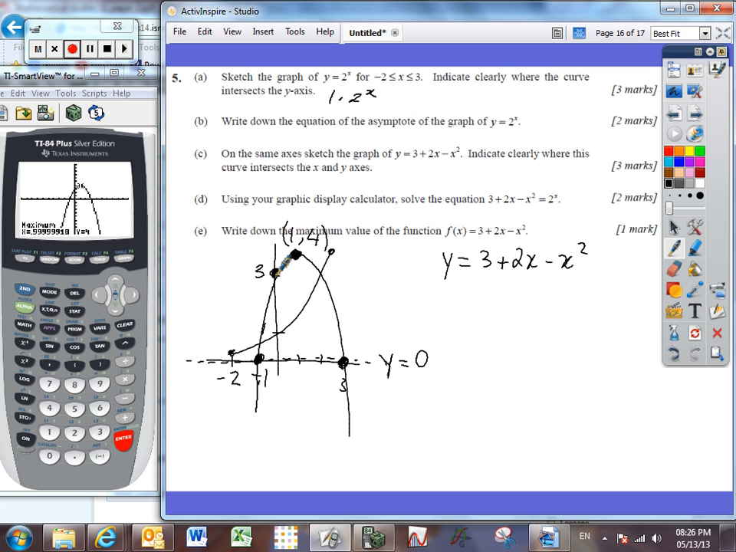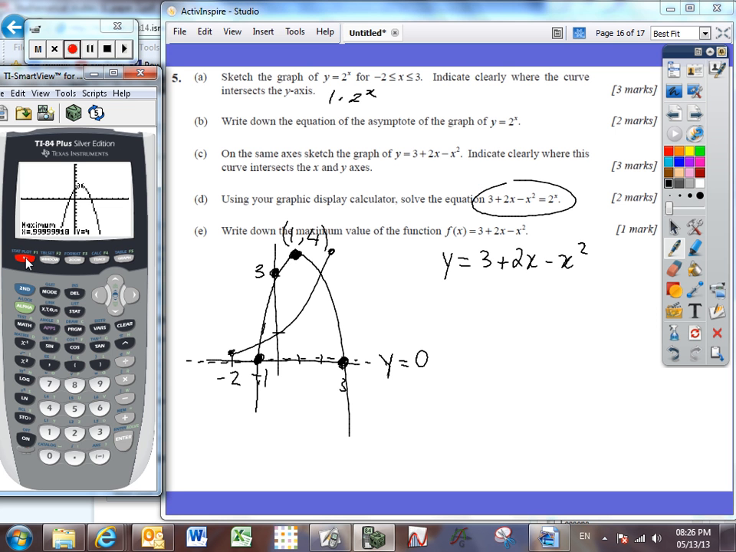Part D. Now let's find out where these two equations are equal to one another. We need to solve this equation where the quadratic is equal to the exponential. So we'll go into y equals. I've already got the quadratic as my y1. Let's put in as y2 the 2 to the power of x. And let's see that on the graph. There it is. And you can see the same two intersection points here and here that we've got on our graph. Let's find out what those two values are.